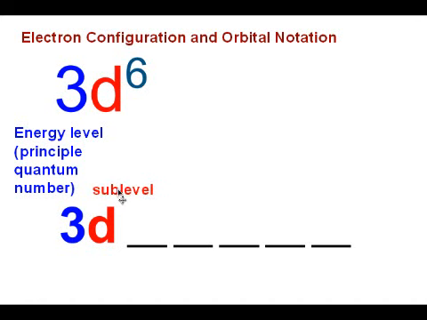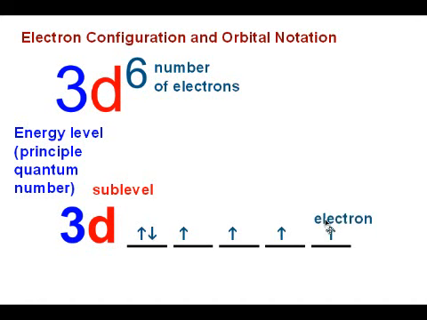Second, we have a letter S, P, D, or F to represent the sublevel. That's the shape of the orbital. Then, as an exponent or written out in its orbitals, we have the number 6 here, which represents the number of electrons. Those electrons can be drawn in with arrows, where each arrow is an electron.